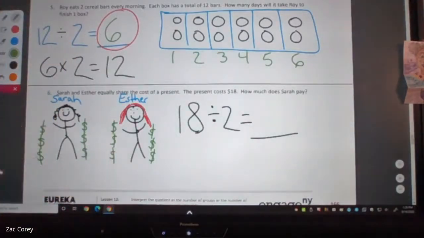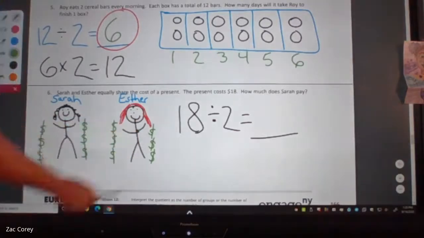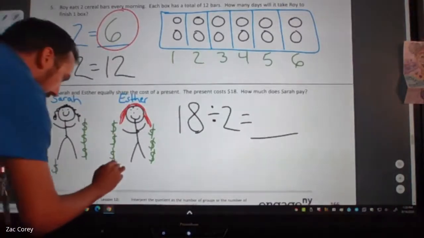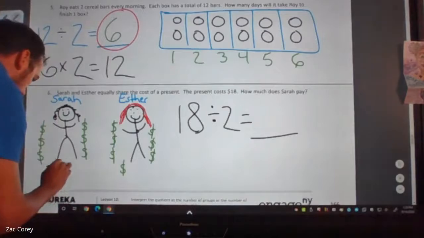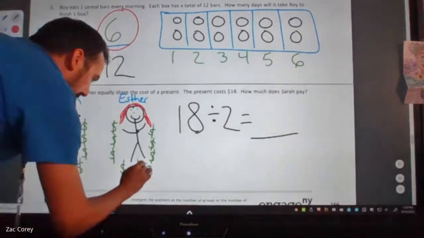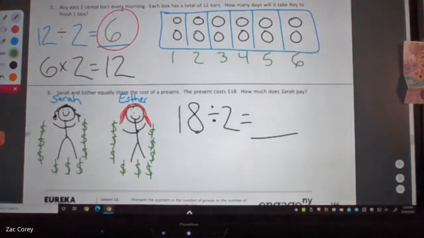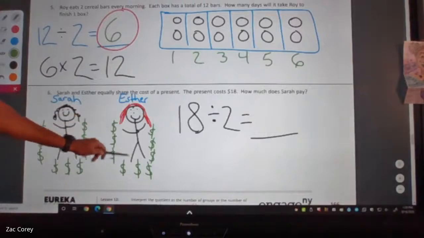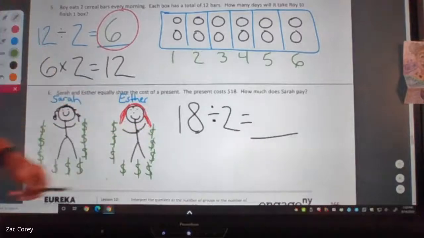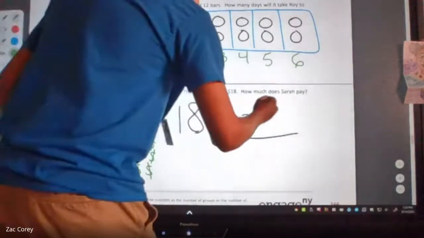So right now, each girl has 6. 1, 2, 3, 4, 5, 6, 7, 8, 9, 10, 11, 12. We're not quite there yet, though, because it's going to cost $18. So we need a few more. All right, so right now, each girl has 1, 2, 3, 4, 5, 6, 7, 8, 9. 1, 2, 3, 4, 5, 6, 7, 8, 9. So does 9 plus 9 equal 18? I think it does. So the answer must be 9.